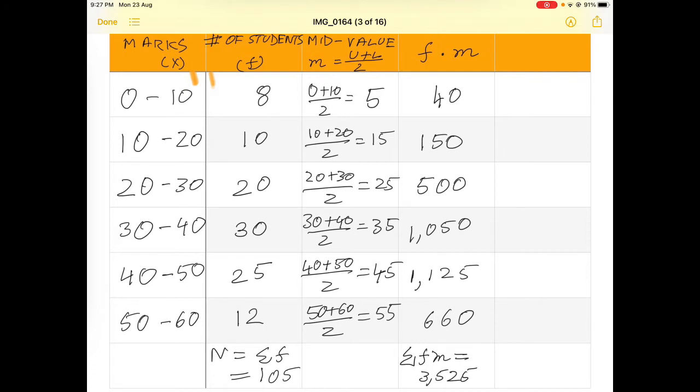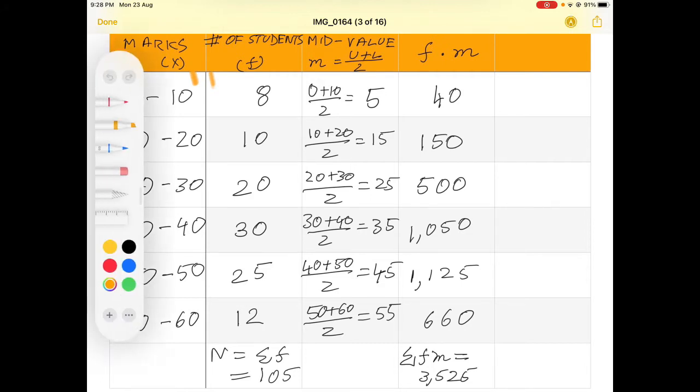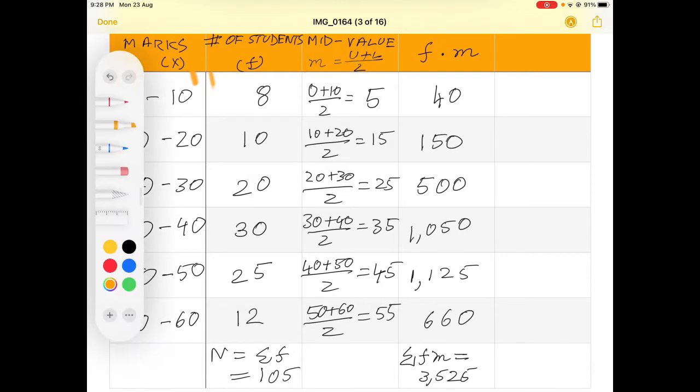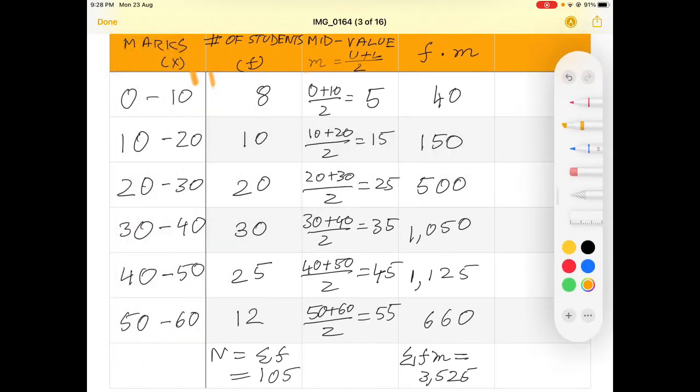Now 8 students have scored between 0 and 10, but we do not know what their exact scores are. Similarly, 30 students have scored between 30 and 40, but we again do not know what their exact scores are. So when we do not know their exact scores, we do not have an x value. So we need to find a substitute for the x value in our formula, and we use the mid value or m, which is derived by finding the mid value between the upper limit and the lower limit of each class interval.